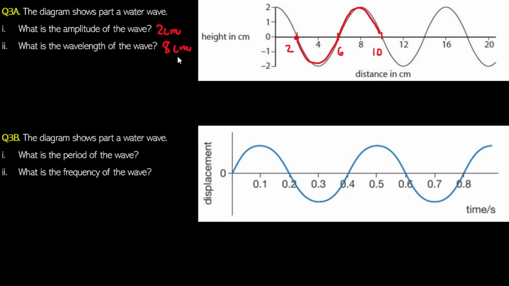Question 3b. The diagram shows you part of a water wave. What is the period time of the wave? So the period of the wave is simply the amount of time that you take to travel one wavelength. So in this case, it is 0.4 seconds.